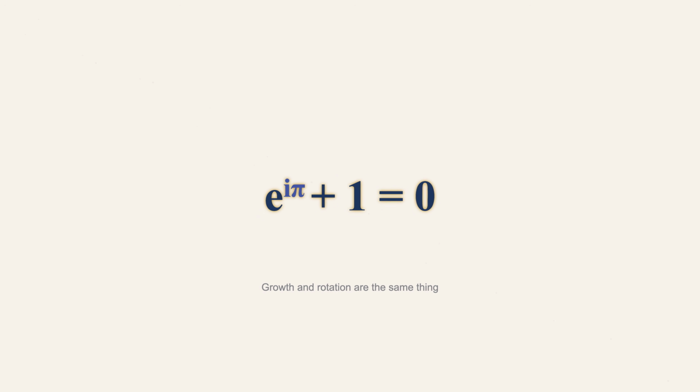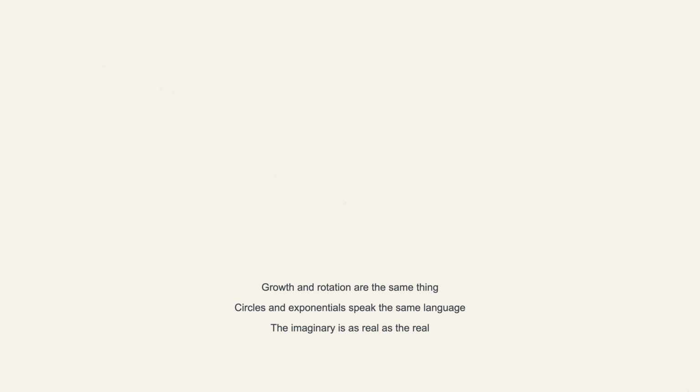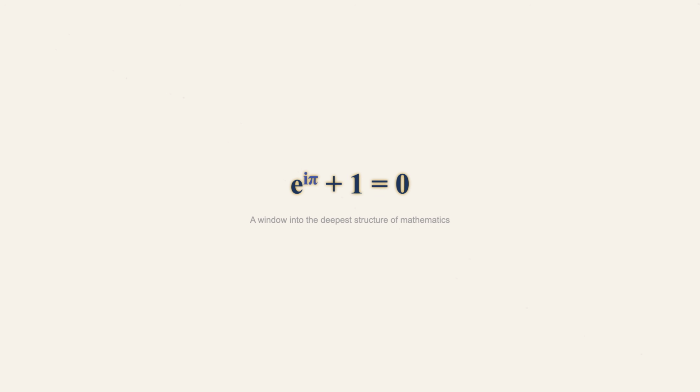5 numbers from 5 different worlds, 1 equation that ties them together. e to the i pi plus 1 equals 0. It tells you that growth and rotation are the same thing, that circles and exponentials speak the same language, that the imaginary is as real as the real. Next time you see this equation on a t-shirt or a coffee mug, remember, it's not decoration, it's a window into the deepest structure of mathematics. And it took a one-eyed Swiss genius to open it.